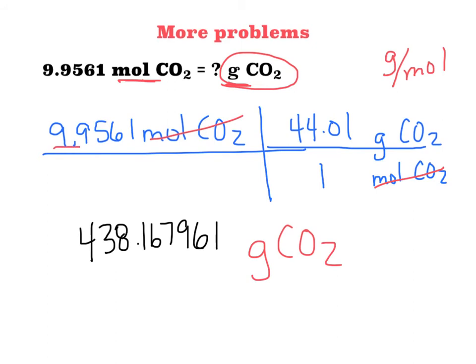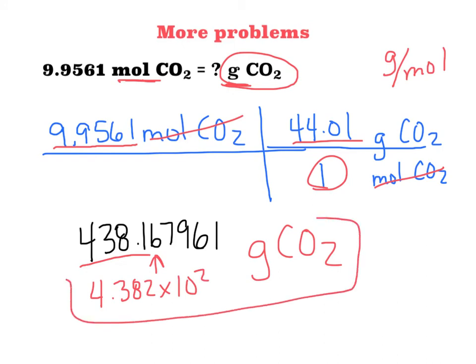4338.167961. This has 5 sig figs and this has 4. This is an exact quantity, so I need 4 sig figs. That's these 4, and that one tells me I rounded up. So my answer in scientific notation is 4.382 times 10 to the second grams of CO2.